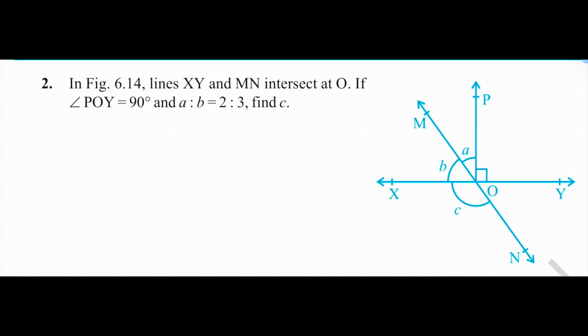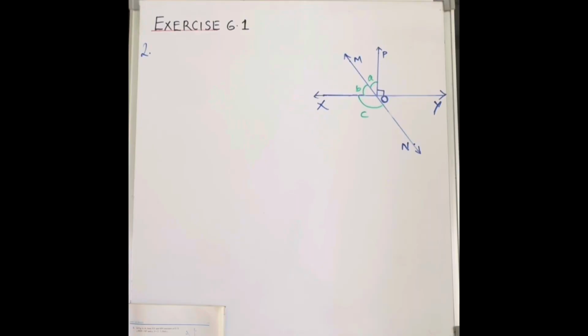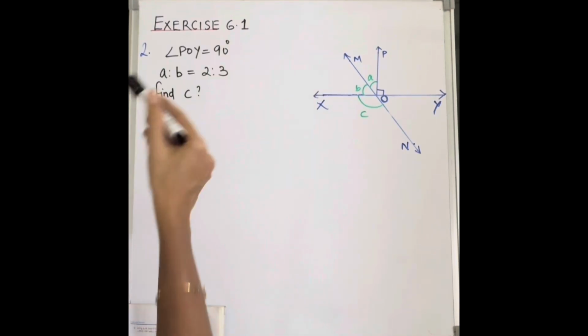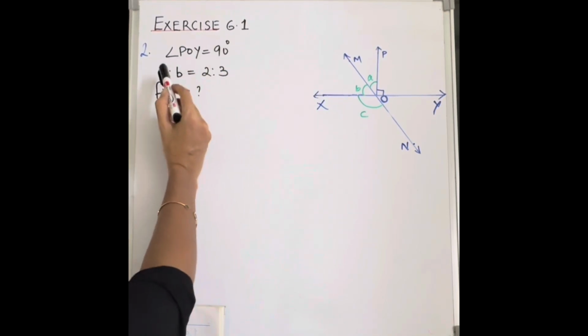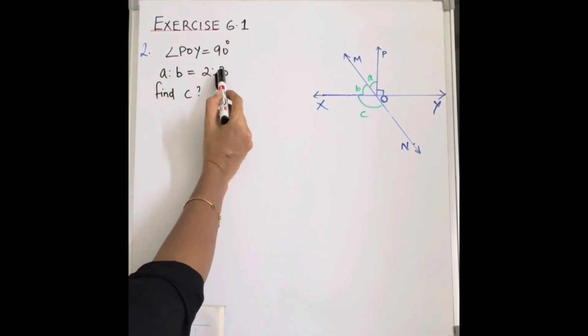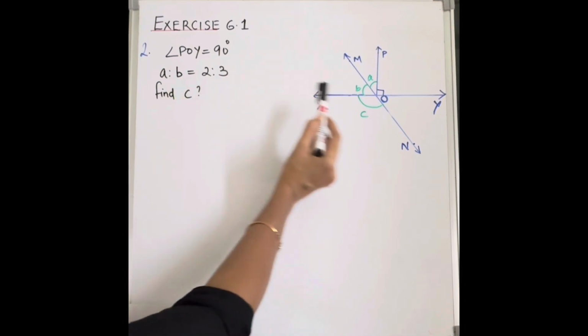Now let's solve question number 2. Let's read the question first. In figure 6.14, line XY and MN intersect at O. If angle POY is 90 degree and a is to b is equal to 2 is to 3, find c. Let's write down what is being given. It's being given that angle POY is 90 degree, a is to b is equal to 2 is to 3. Now we have to find c.